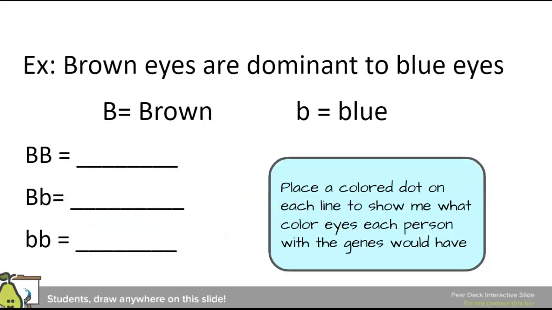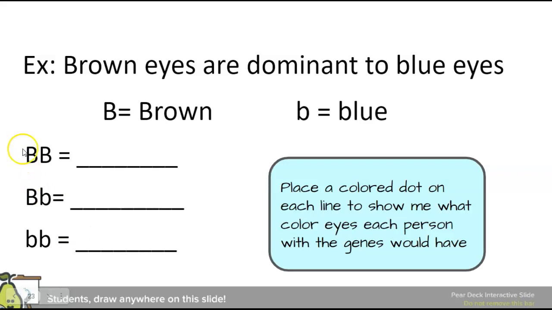So you're going to try here. Brown eyes are dominant to blue eyes. So let's take a look. Big B, big B. What color eyes is this person going to have? Brown or blue? That's right, they're going to have brown eyes. What about big B, little b? If this person has a big B and a little b, are they going to have brown or blue eyes? They're going to have brown eyes. What about little b, little b? Yeah, they're going to have blue eyes.